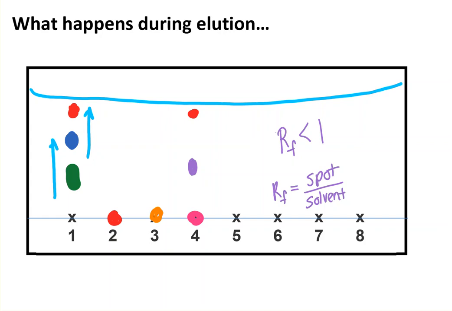And so when we do that, it basically says when we measure the spot, that's about as high up as the spot can go. It's always going to be a smaller distance than to the solvent. The only way that that could be greater than 1 is if you somehow magically had a spot up here over the solvent, and that won't happen. So that's why RF has to be less than 1.